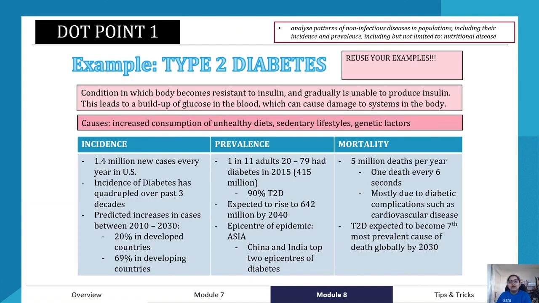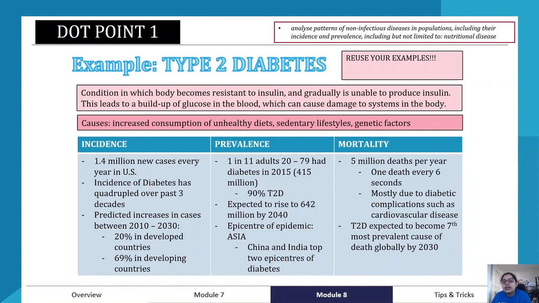So let's have a look at type 2 diabetes. This is the example we're going to study because the syllabus wants us to analyze patterns of non-infectious diseases in populations, including their incidence and prevalence, including but not limited to nutritional disease. Now, with type 2 diabetes, you can definitely reuse this example, and it pops up, I think, twice or thrice in module 8.